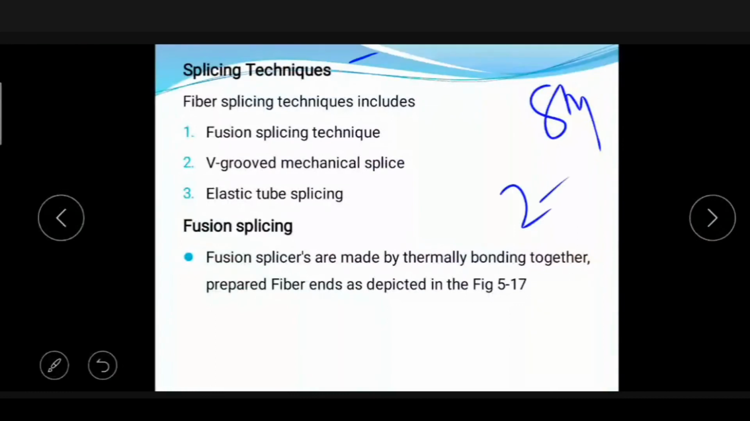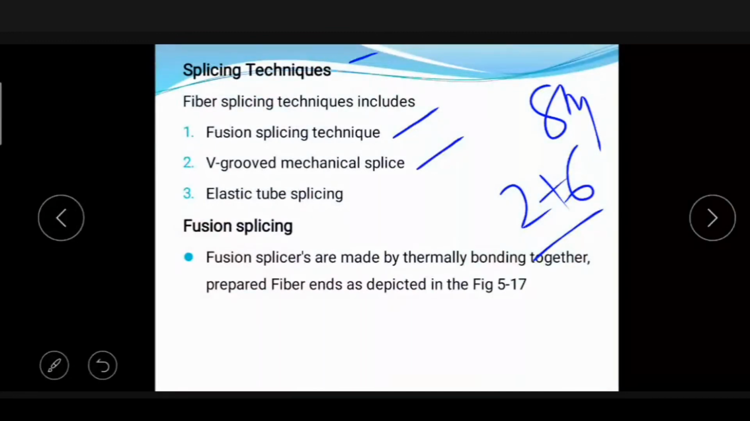2 plus 6. Like, what is splicing? What are the different types of splicing? Carrying 2 marks. Then explain the fiber splicing process, or explain the different types of fiber splicing. So we have three different fiber splicing processes to be considered. One is the fusion splicing technique, V-grooved splicing technique or V-grooved mechanical splicing, and elastic tube splicing. So these are the three different splicing types we consider.